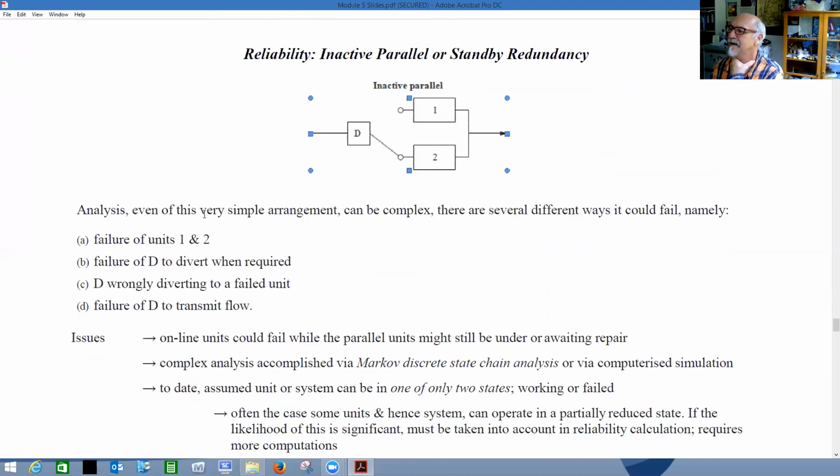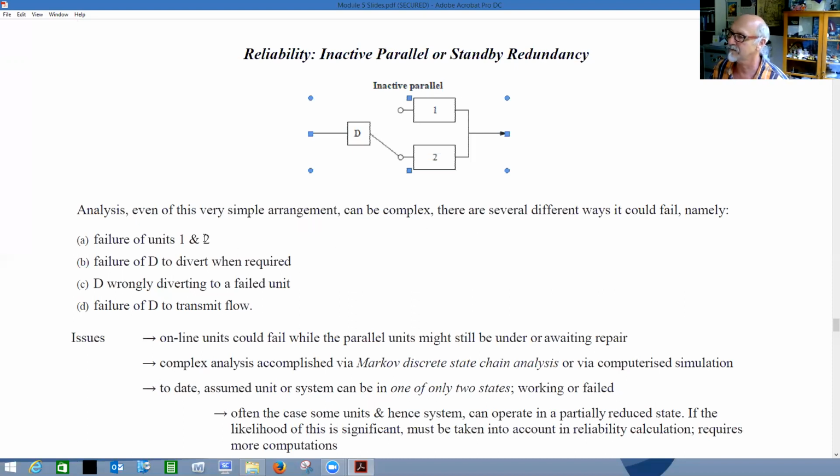The analysis even of this particular arrangement can be complex. There are several different ways it could fail. Unit 1 and 2 could fail. Because it's standby, something standing by, it can sit over there quietly to one side, and then you can bring it online when required. So these are the different ways it can fail.